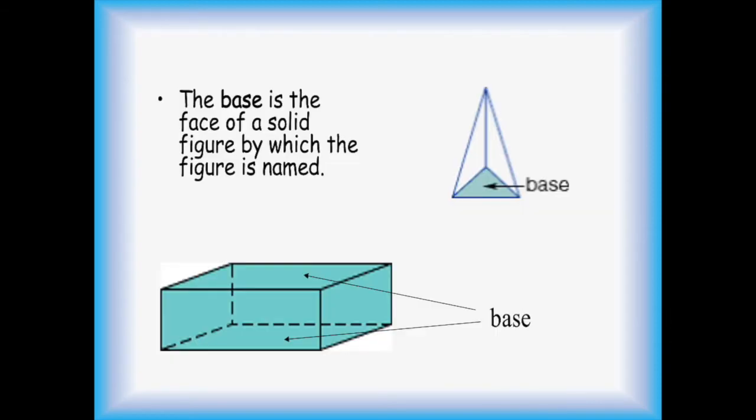Next, let's look at the base. The base is one of the faces of the solid, but it is what it can be named by, like we looked at with the pyramid. So if the base is a triangle, it's a triangular pyramid. If it has a square at the bottom, it is a square pyramid. And then if you look at the bigger blue figure, all the bases are rectangles. So remember, that's a rectangular prism.